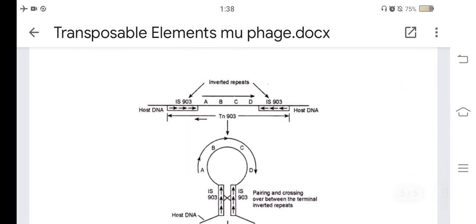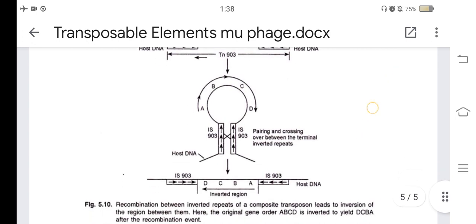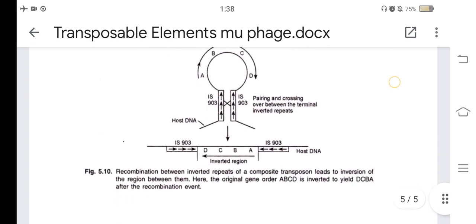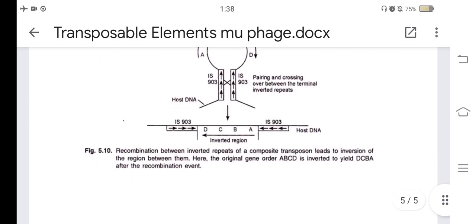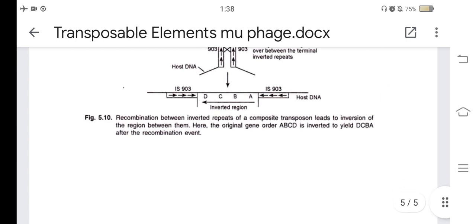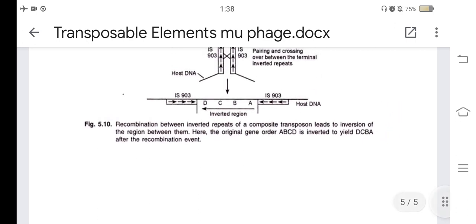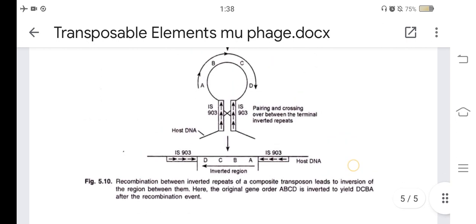Inverted repeats, host DNA, IS903, IS903. Pairing and crossing over between the terminal inverted repeats. Recombination between inverted repeats of a composite transposon leads to inversion of the region between them. Here the original gene order ABCD is reversed to yield DCBA after the recombination event. Please look at this figure.